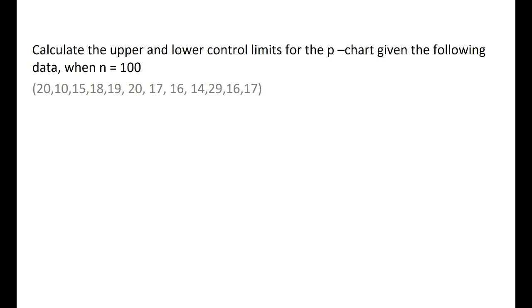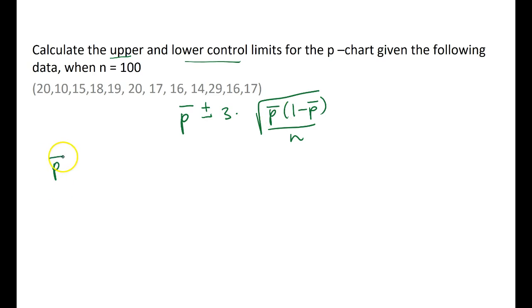The first thing we need to do is calculate the upper and lower control limits. In general, these are p bar plus or minus 3 times the square root of p bar times 1 minus p bar over n, where p bar is equal to the average of the subgroup proportions, or the summation of each of the subgroup proportions divided by the total number of subgroups. We're going to call that k. So sum these from 1 to k.